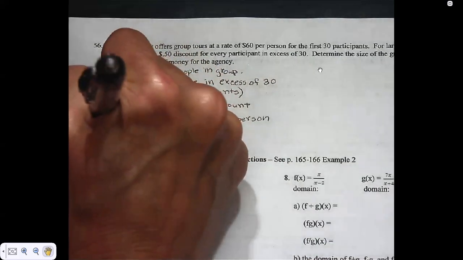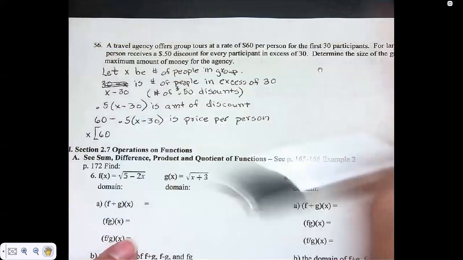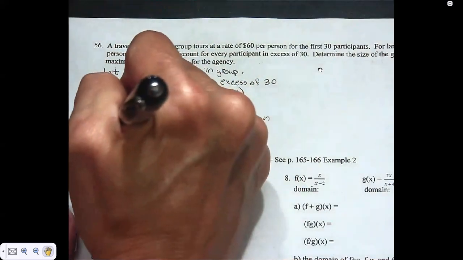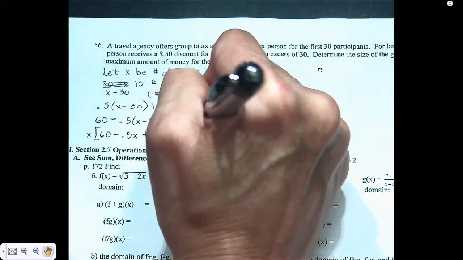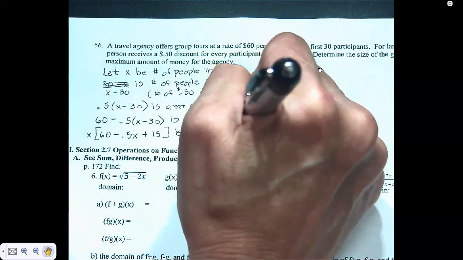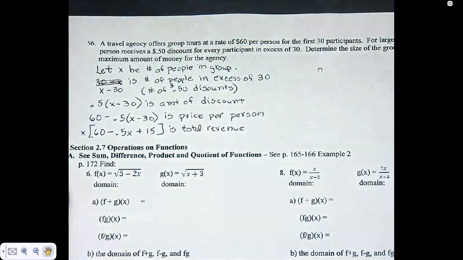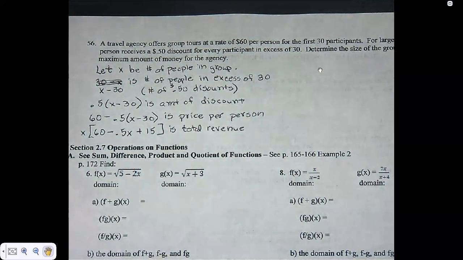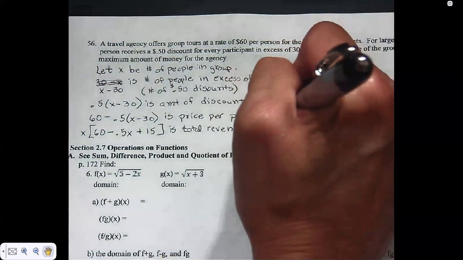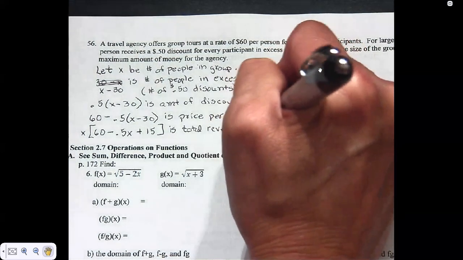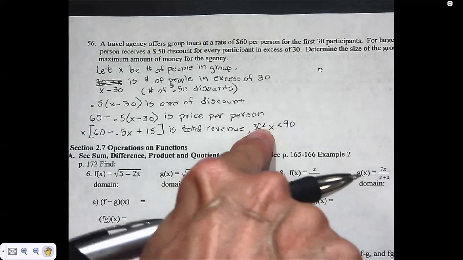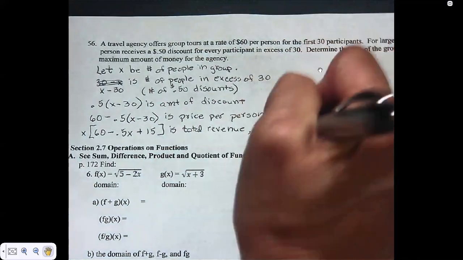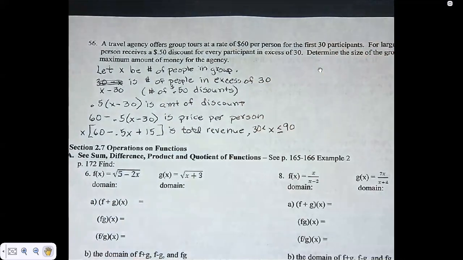X times... yeah, we'll write the piecewise function in just a second. I'm going to go ahead and distribute the 0.5. Actually, negative 0.5. That's total revenue for X's between 30 and 90, not including the 30, because if they just get 30 people, then it's going to be 60 times 30. But up to 90 people, and they just can't take more than 90 people. They'll start a new trip.